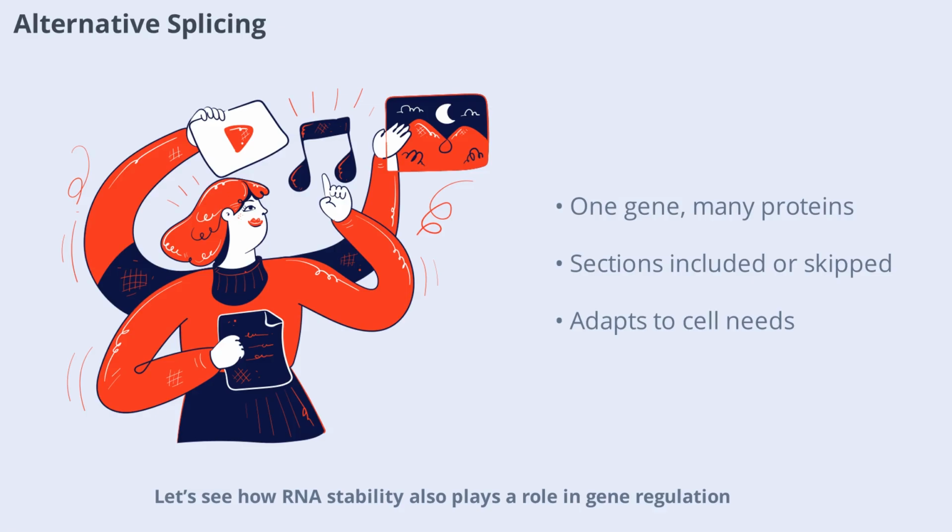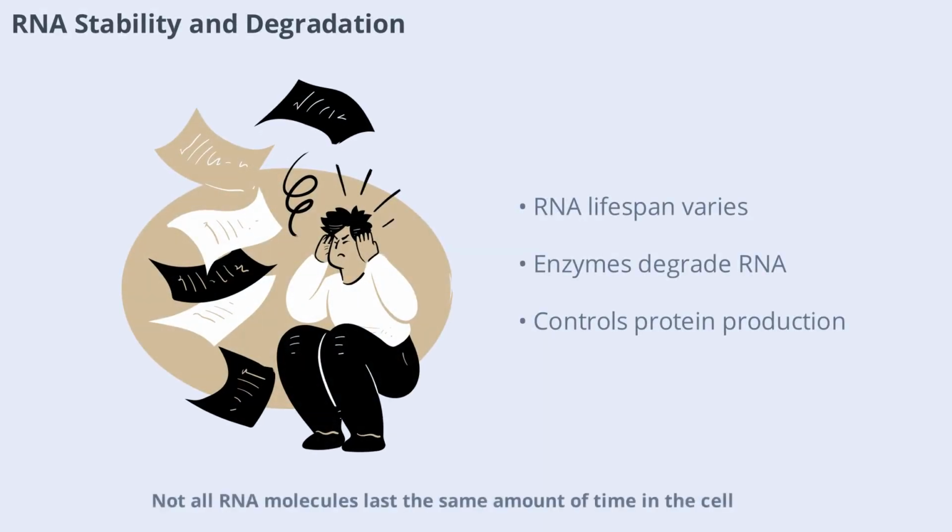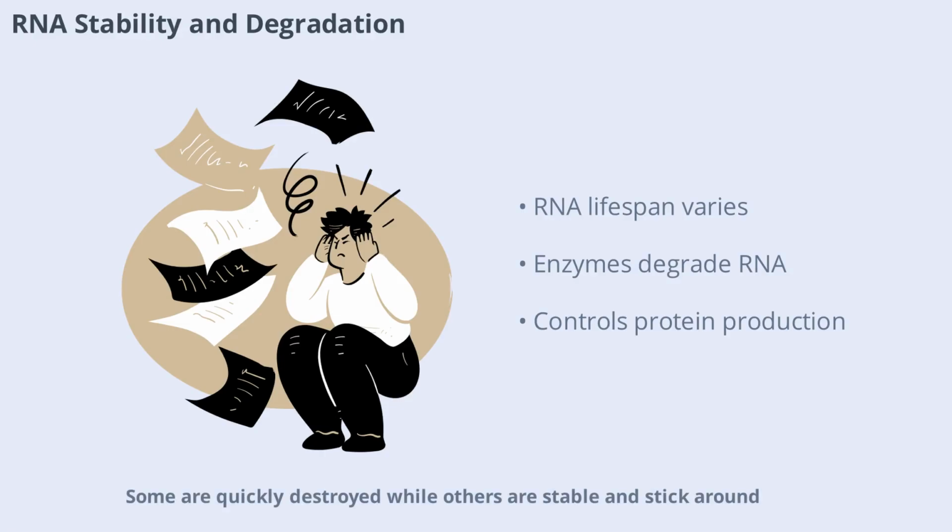Let's see how RNA stability also plays a role in gene regulation. Not all RNA molecules last the same amount of time in the cell. Some are quickly destroyed while others are stable and stick around. By controlling how long RNA survives, cells can fine-tune how much protein is made. Enzymes can target specific RNAs for degradation, reducing their levels. This is another layer of gene regulation, ensuring that proteins are produced only when needed.